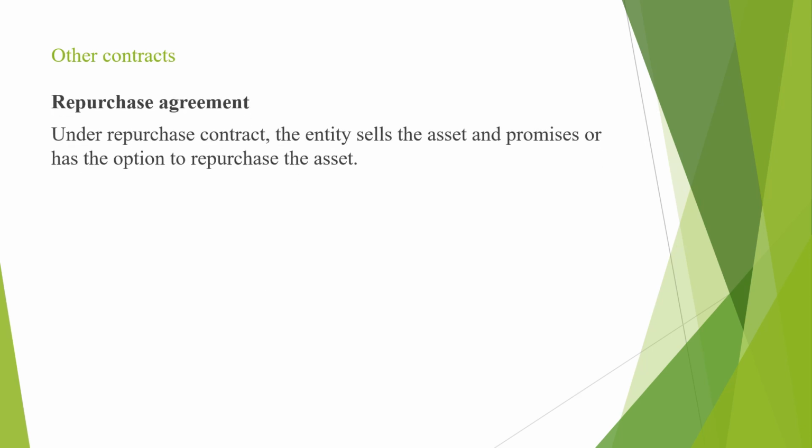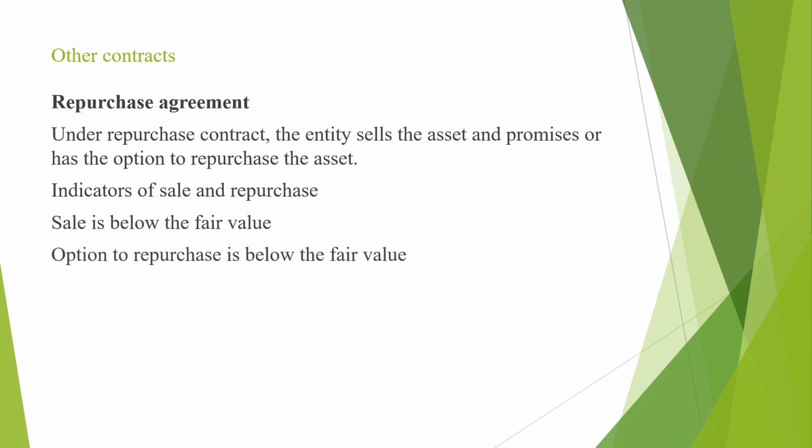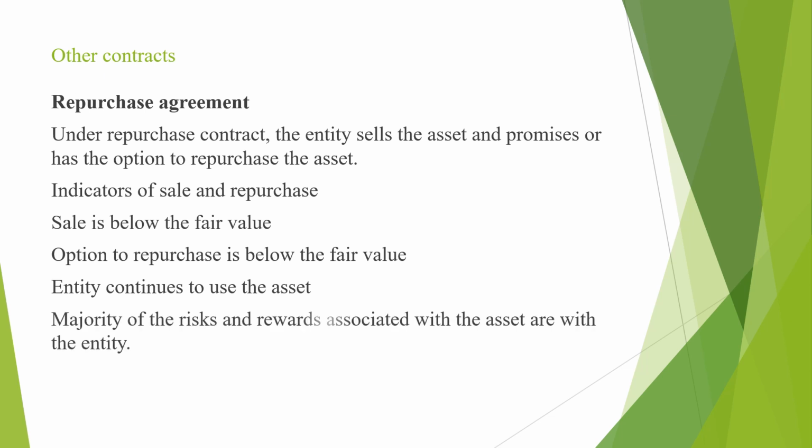The other contract is a repurchase agreement. Under a repurchase contract, the entity sells the asset and promises or has the option to repurchase the asset. Okay. In this case, the indicators of sale and repurchase are: the sale is below the fair value, the option to repurchase is also below the fair value, the entity continues to use the asset, and the majority of the risks and rewards associated with the asset are with the entity. In this case, you will not recognize the sale as revenue.